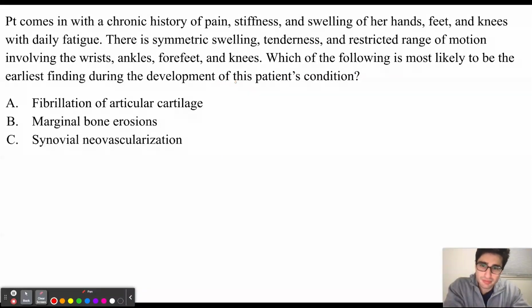Now, this patient is presenting with signs of rheumatoid arthritis. The history of pain, stiffness, swelling of the hands, as well as the symmetry of the symptoms are all characteristic for rheumatoid arthritis. Now, what is going to occur in the pathogenesis of rheumatoid arthritis?